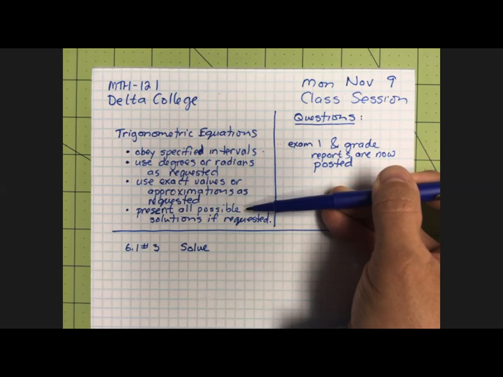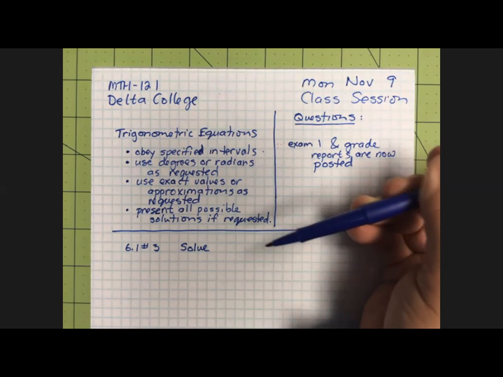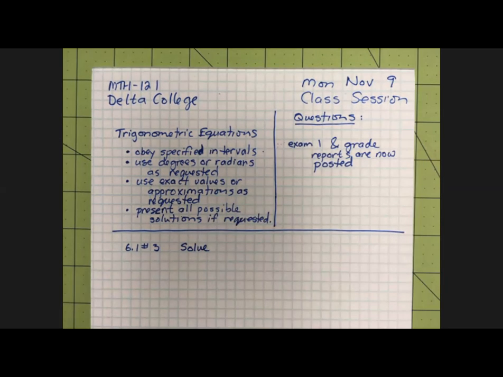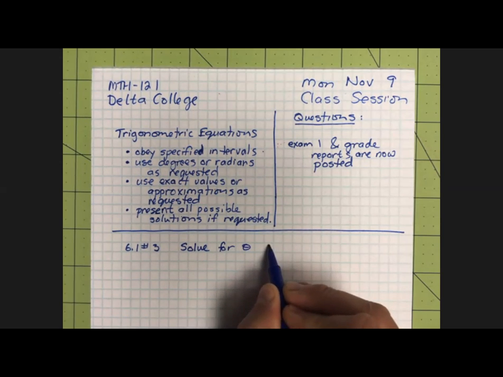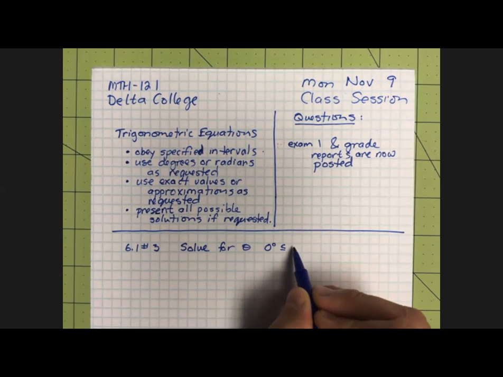And then, if they do specifically ask you for all possible solutions, then there's a way to present that too. But I don't want you to go to that trouble unless it's asked for. So we might come across some like that later. And we will come to some that will approximate in a second. So solve, in this case, for theta in this interval from 0 to 360.